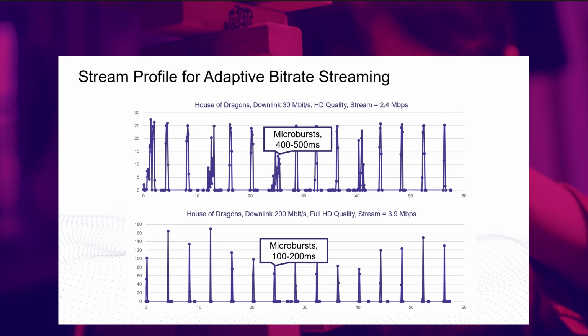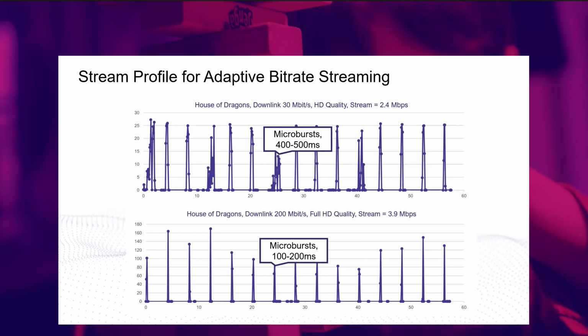But if you look at the microbursts at my home, they are wider. They take a little bit longer, perhaps 400 to 500 milliseconds, whereas in the office, these bursts are much shorter, perhaps 100 to 200 milliseconds. And the spike is much higher, of course, because I have a much higher bandwidth, and the TCP session will try to download that segment as fast as possible.